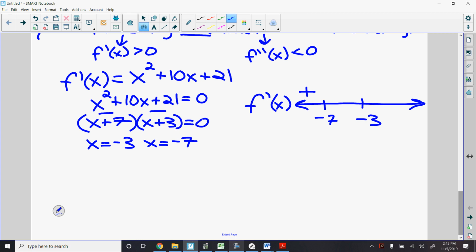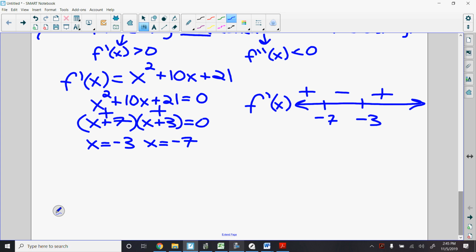Now I'll choose a number between them, like -4. -4 plus 7 is positive. -4 plus 3 is still negative. A positive times a negative is a negative. And then I'll choose 0. 0 plus 7 is positive. 0 plus 3 is positive. And I can see that f is increasing on the interval from -infinity to -7, union -3 to infinity. That's when f prime is positive.